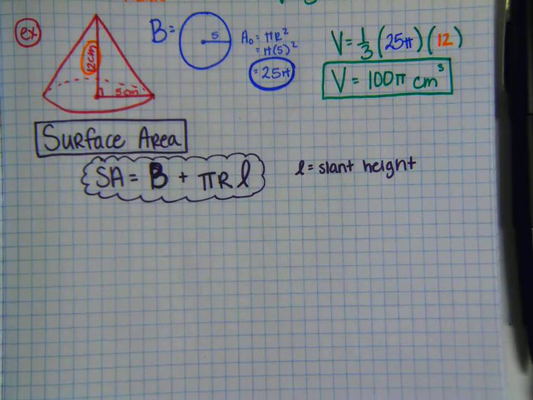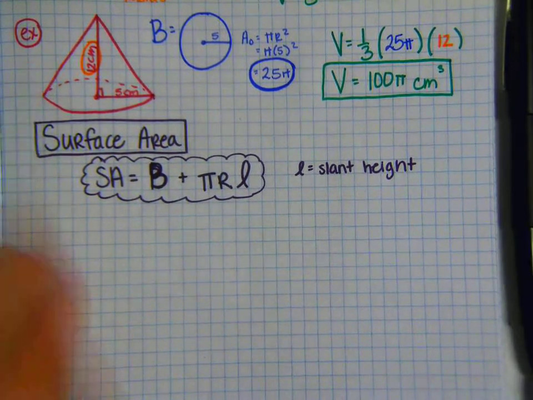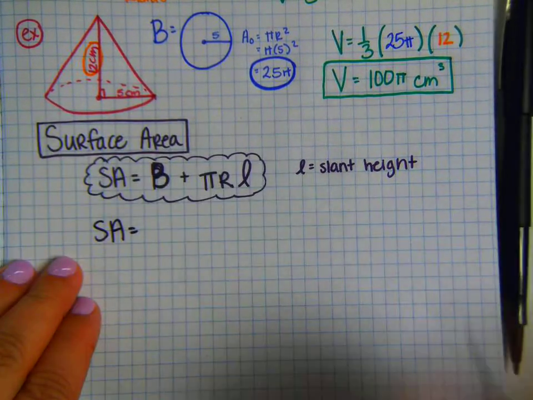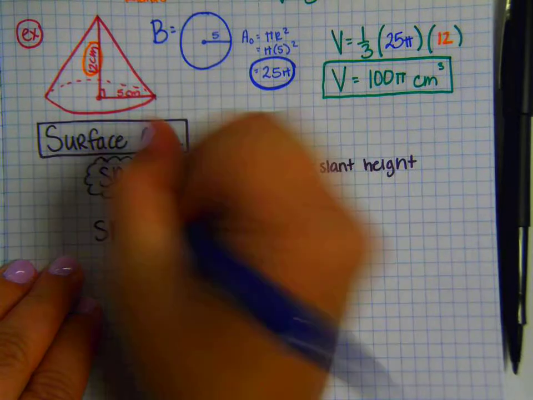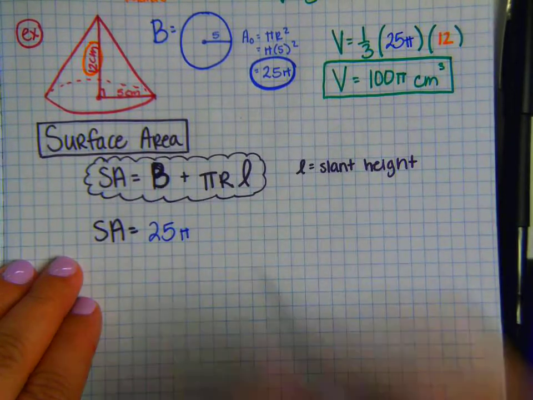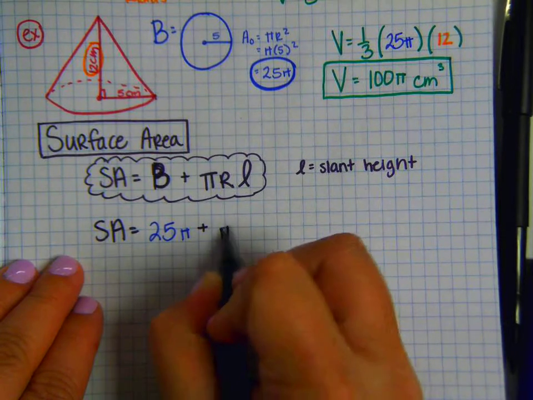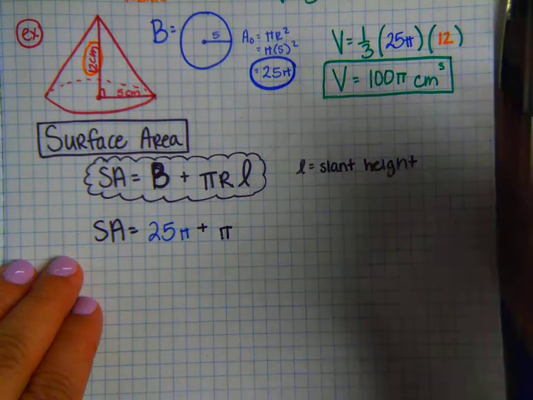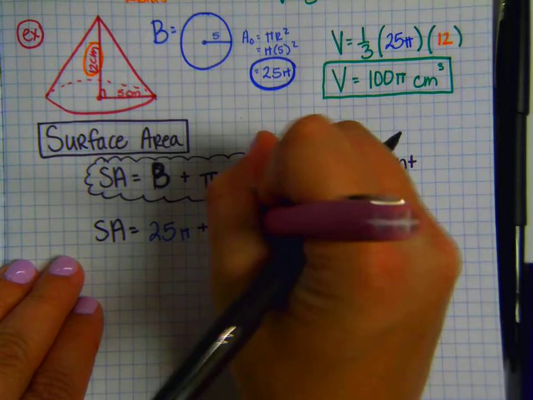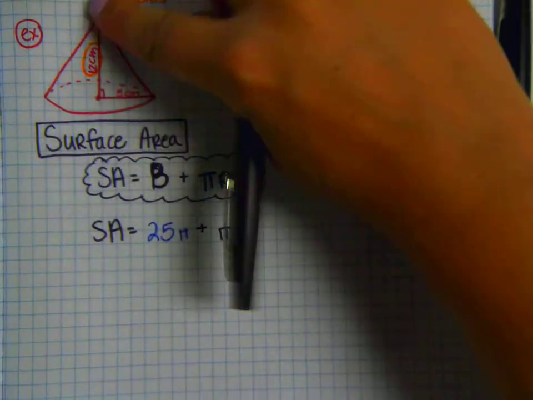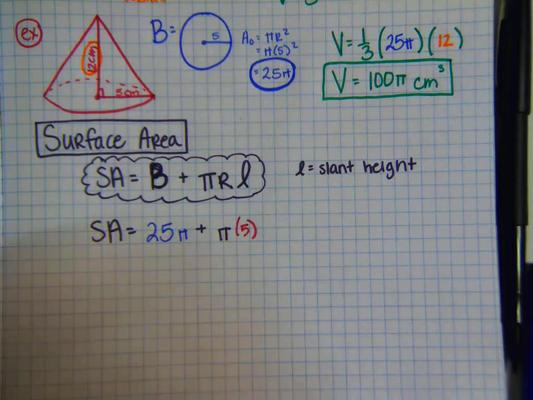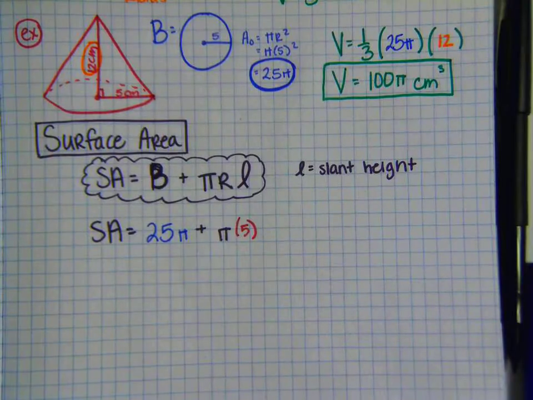So let's find the surface area of this one right here. This would be surface area equals my big B, which I always keep in a circle, 25 pi, plus pi r, which in this case is 5, L, the slant height. Do we know the slant height? No, right? We're not given that one. So we actually have to find it.